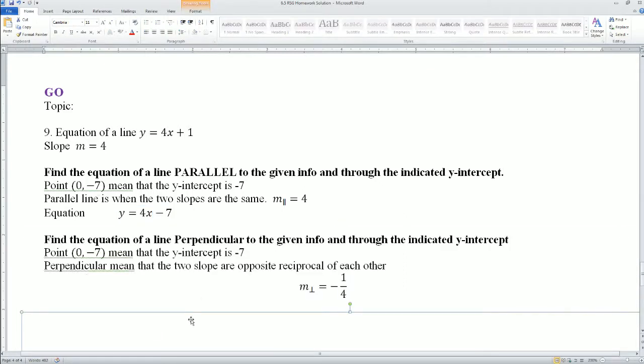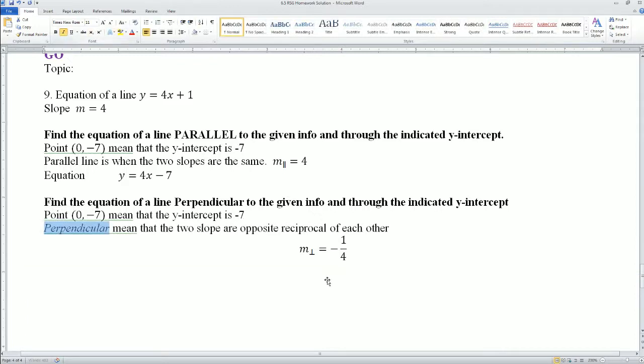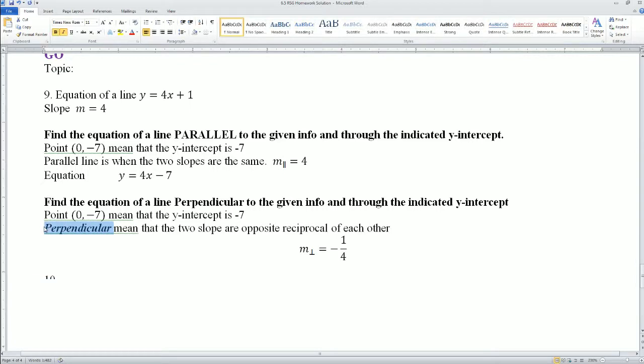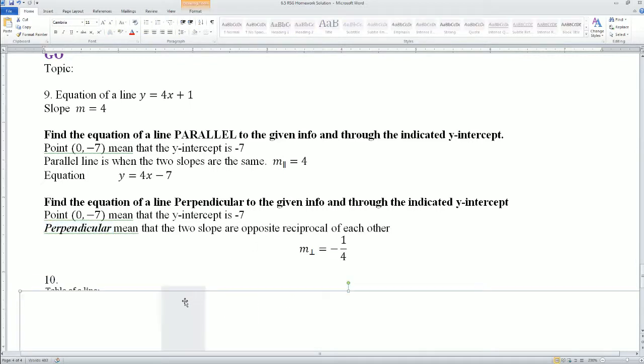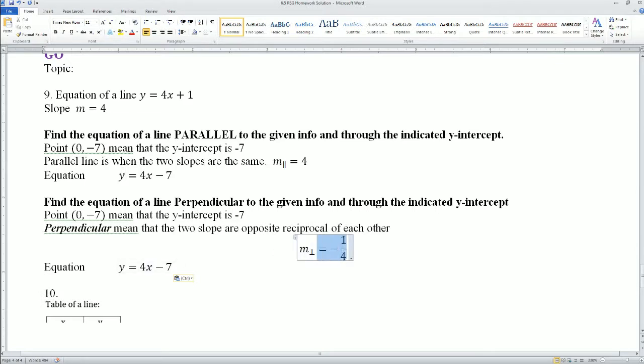Same thing for the perpendicular line, but notice, for it to be perpendicular, the slope has to be the opposite reciprocal. This is 4, this is 1 over 4, and the positive becomes a negative. Again, perpendicular means the slopes are opposite reciprocals. So if you plug into your equation, grab the new perpendicular slope and plug it in here. The y-intercept remains the same at negative 7. There you go. That would be your perpendicular line. That would be your parallel line.